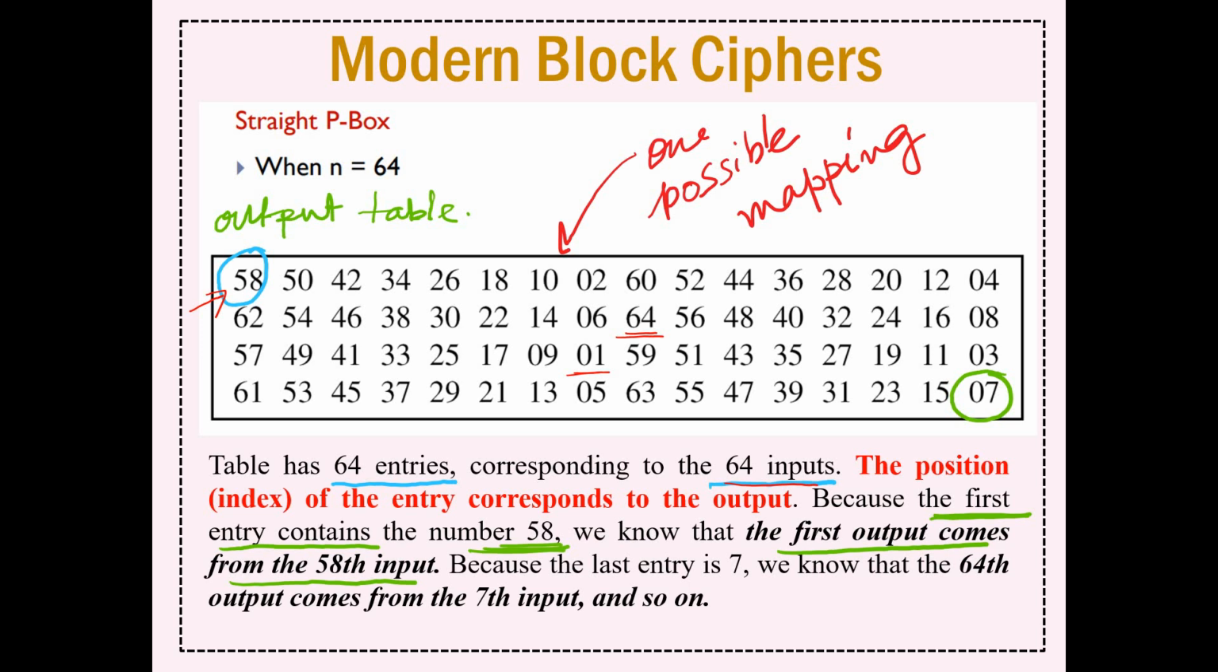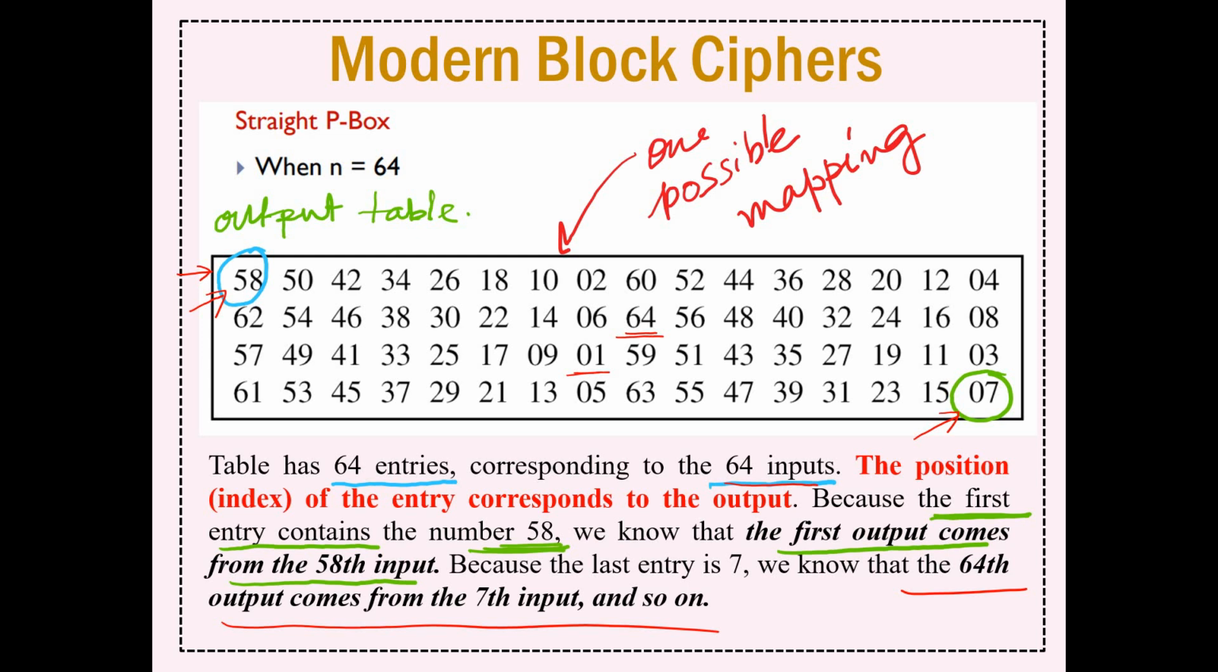So basically, internally, 1 and 58 are connected somehow. We cannot draw that box to show all those 64 connections, so this table is indicating a possible combination. So this is my first output, but through which input will it come? The 58th input will produce the first output. Similarly, the last one, if you observe here, that will be called the 64th output, and it will come through the 7th input.